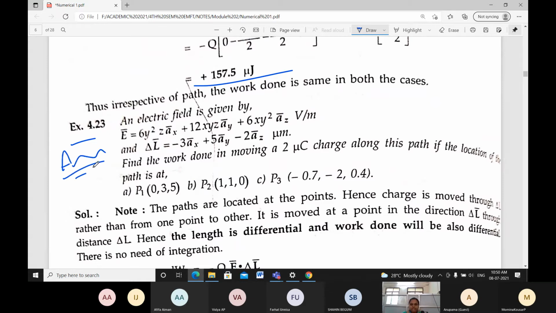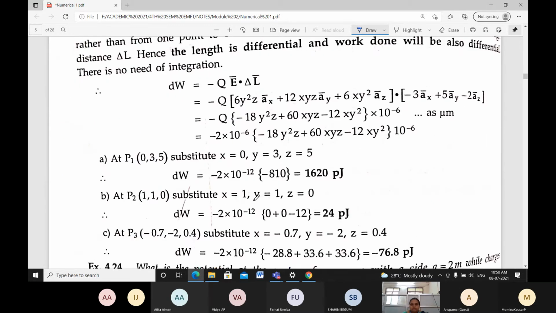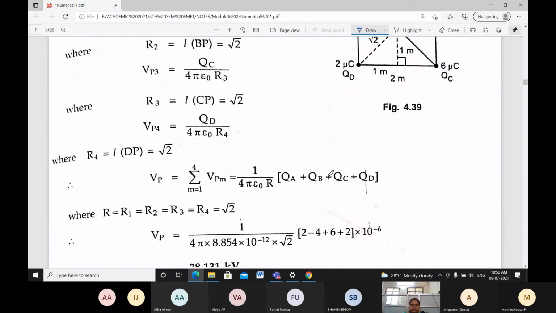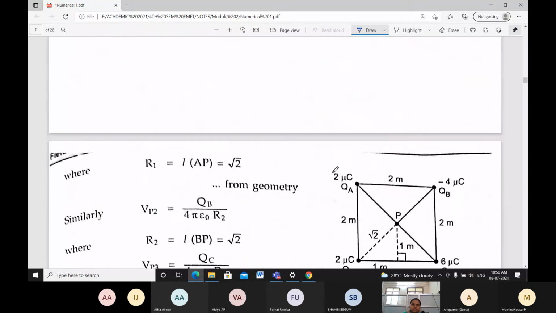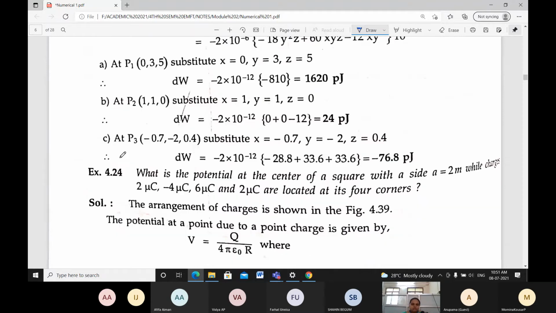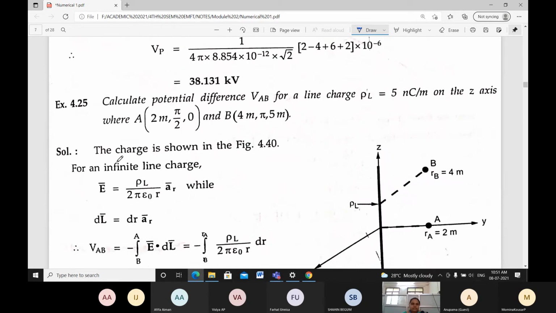Problems 4.23 and 4.24 are given as assignment. Use the equation, it's a simple one, you can do it. These are two problems where you follow the same process we took previously. There are small changes, just observe those, then you can proceed.